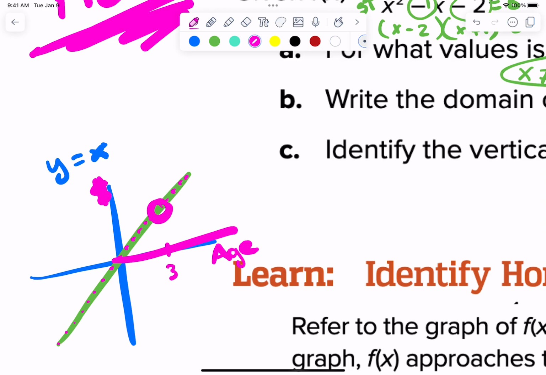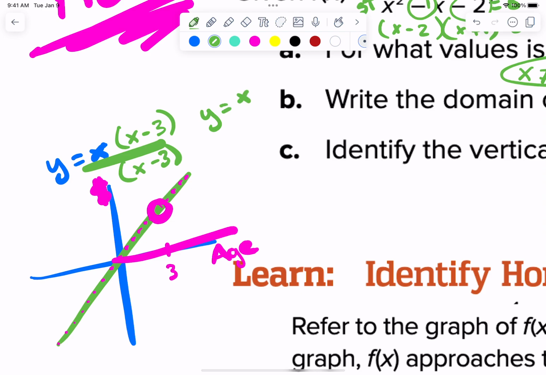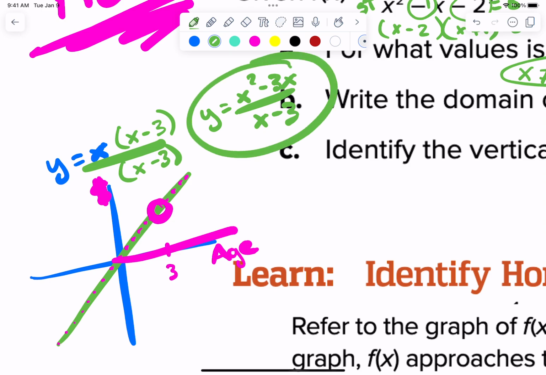Okay. And when I want there to be a hole, what I do is I just make this into a rational function and I put x minus 3 on the top and x minus 3 on the bottom. So now this function is no longer y equals x, it is y equals x squared minus 3x over x minus 3. This is still a linear function. It just has a hole at 3.